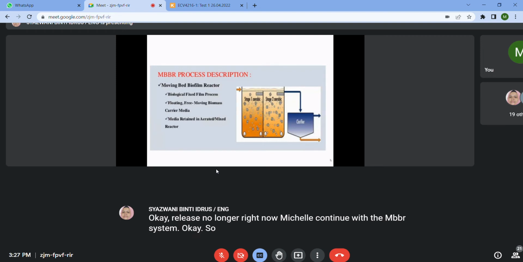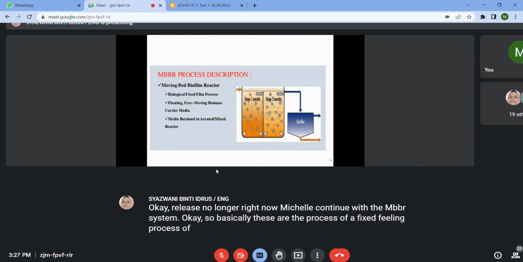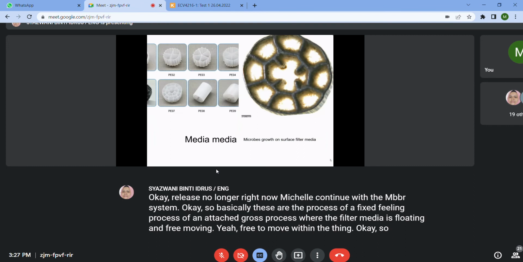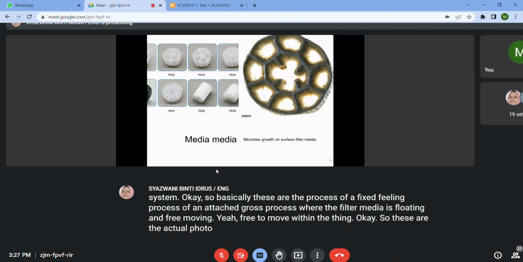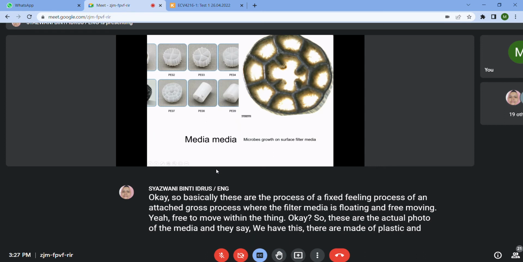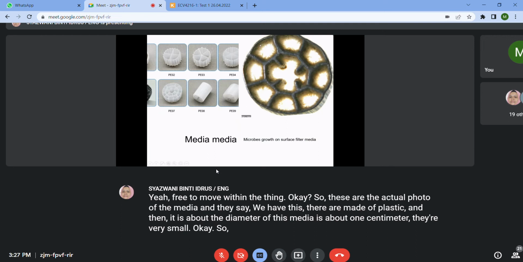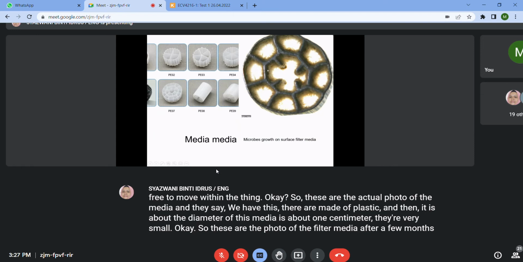Okay, so basically this is a fixed film process, an attached growth process, where the filter media is floating and free to move within the tank. These are the actual photos of the media. They are made of plastic. The diameter of this media is about 1 centimeter. Very small. And these are photos of the filter media after a few months of operation.